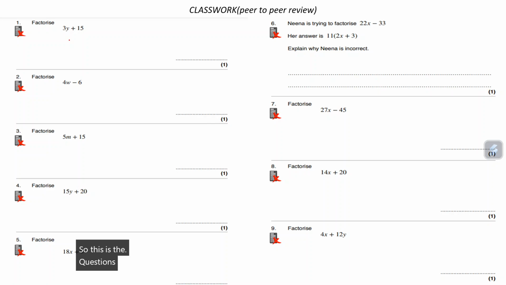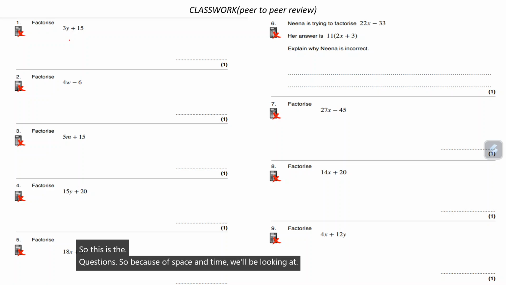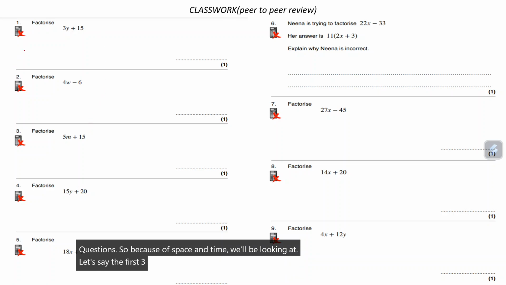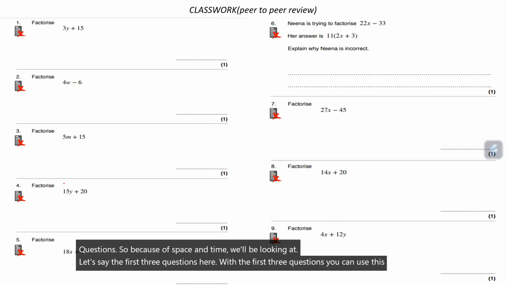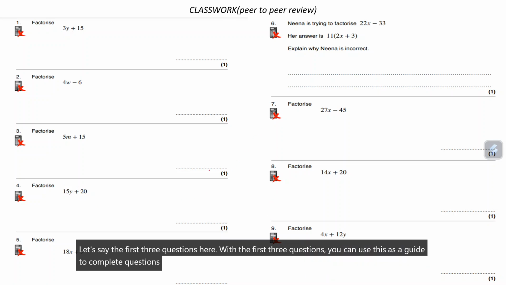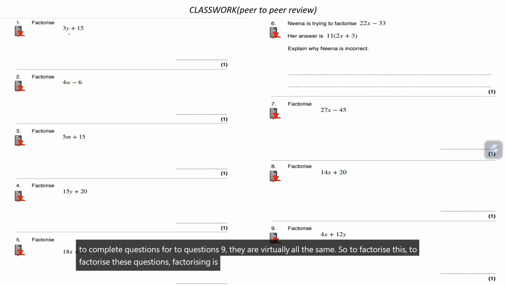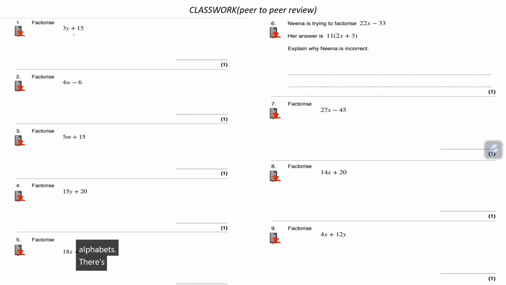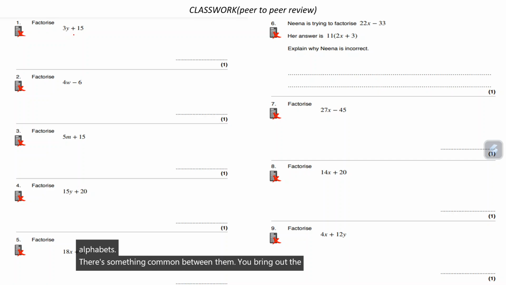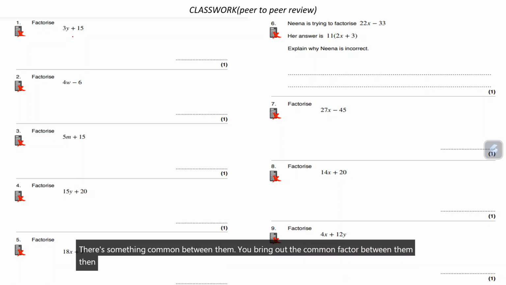Because of space and time, we'll be looking at the first three questions here. For the first three questions, you can use this as a guide to complete questions 4 to 9. They are virtually all the same. To factorize these questions, factorizing is only telling us that we should look at these two alphabets. There's something common between them. You bring out the common factor between them, then whatever remains, you put in the bracket.